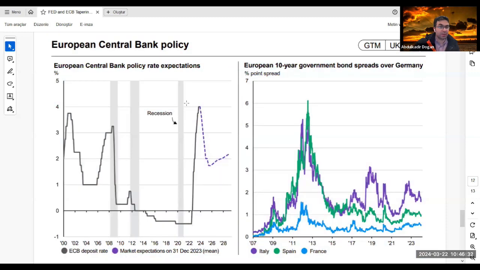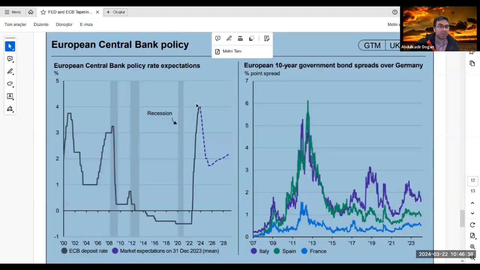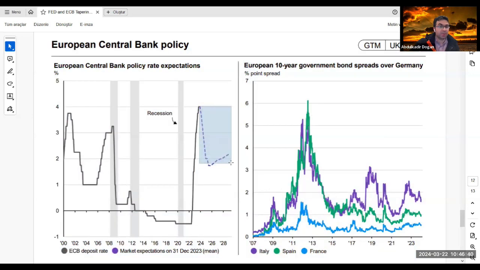Here you see the tapering period. This is the tapering period, but this will be the normalization period for the European Central Bank. And this blue gray dash line is still the recessionary period for the Eurozone economies.